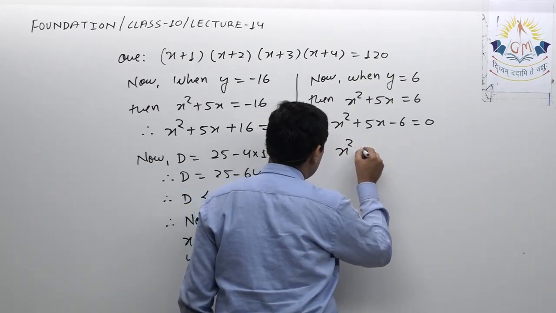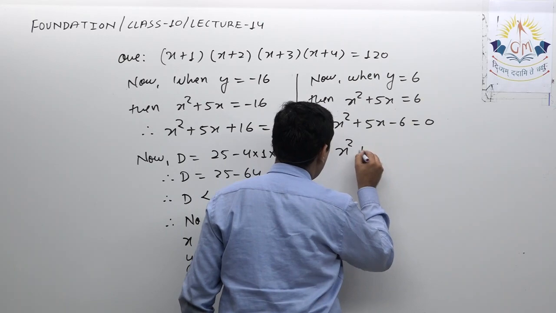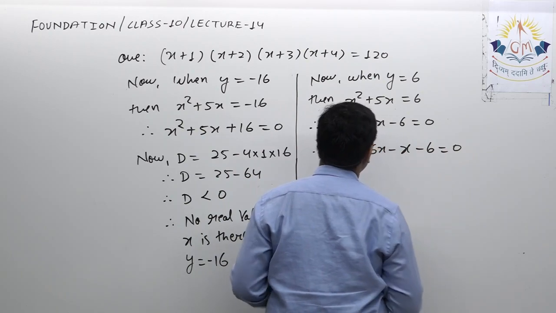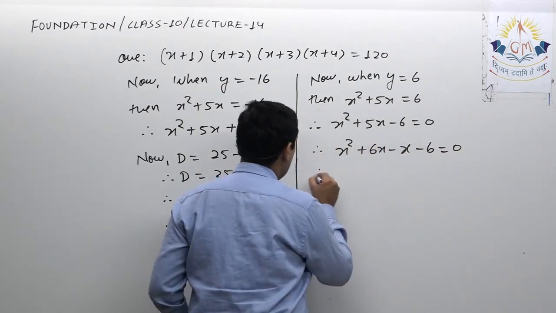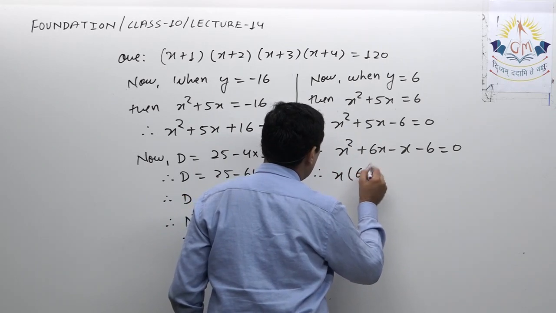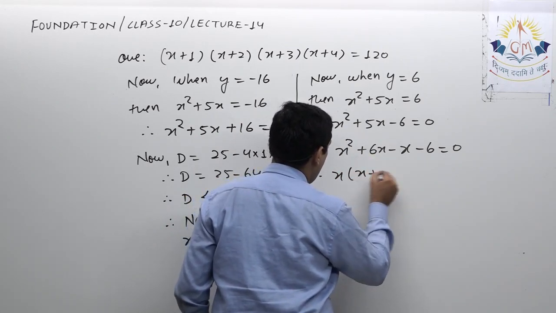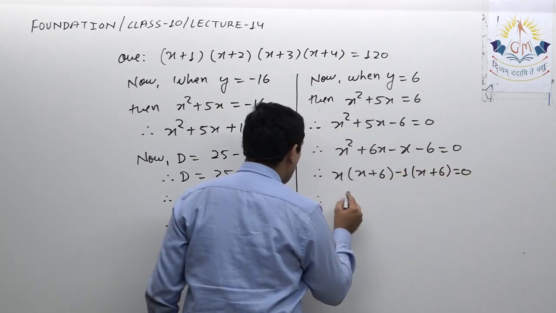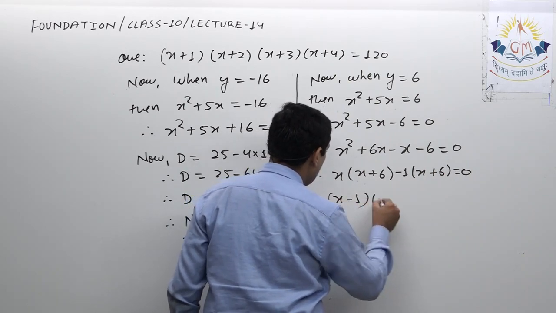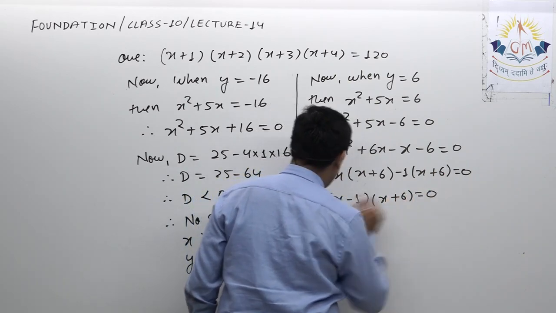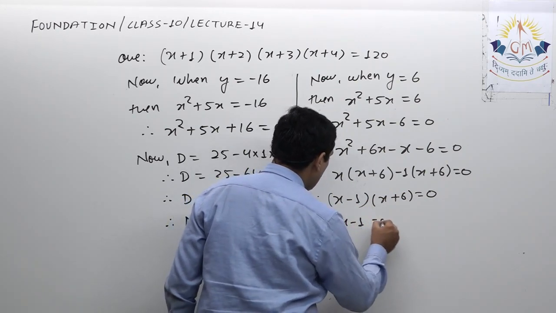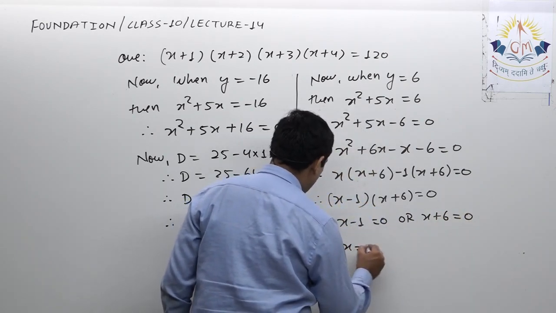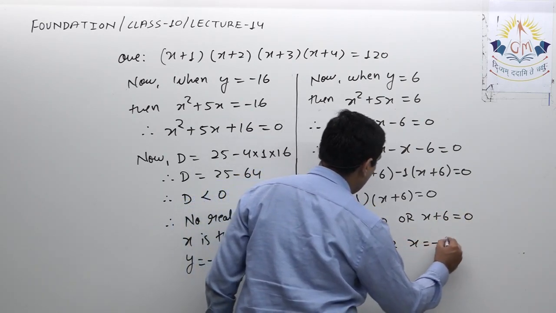So x square plus 6x minus x minus 6 is equal to 0. Therefore, if I take x common, x plus 6, and if I take minus 1 common, x plus 6 is equal to 0. So, x minus 1 into x plus 6 is equal to 0. Therefore, x minus 1 equal to 0 or x plus 6 is equal to 0. Therefore, x is equal to 1 or x equal to minus 6.